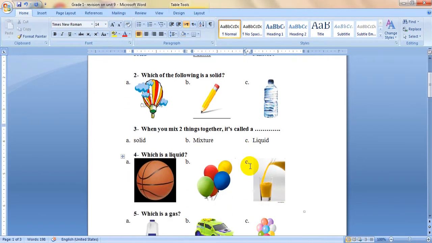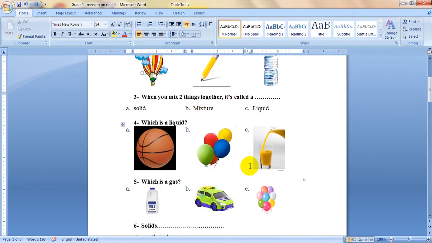Now question number 3. When you mix two things together, it's called a solid, mixture, or liquid. Two or more things together make a mixture. So the answer is letter B.